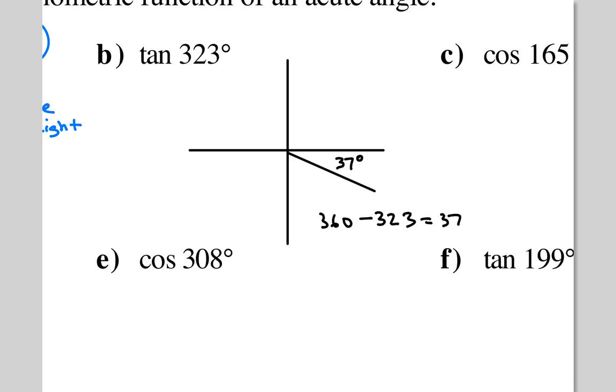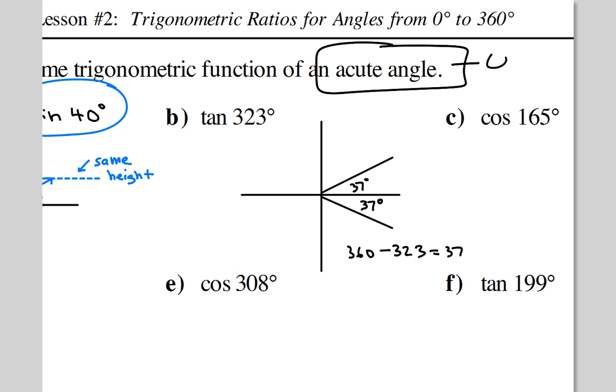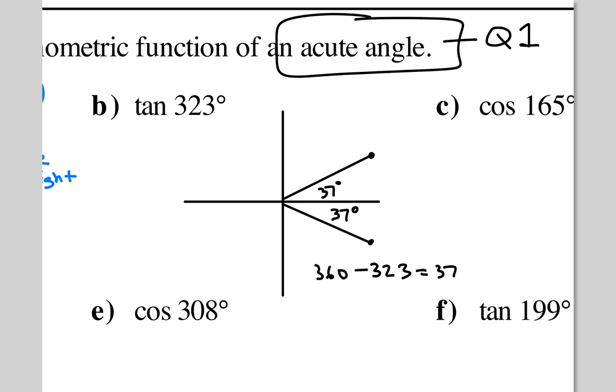Okay, so if we wanted to use the 37 up here, because that's what they want us to do. They want us to use the acute angle, which is the quadrant 1 angle. What's the relationship between this and this? Yep. Okay, so this position is x comma y. This position is x comma negative y. Do you agree? So how will the tangent ratio for 323 compare to tangent of 37?